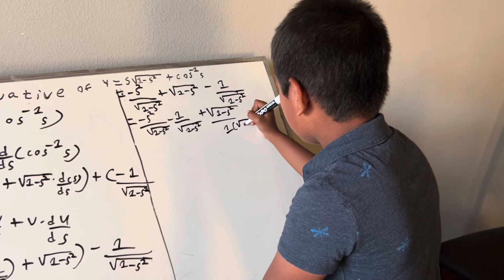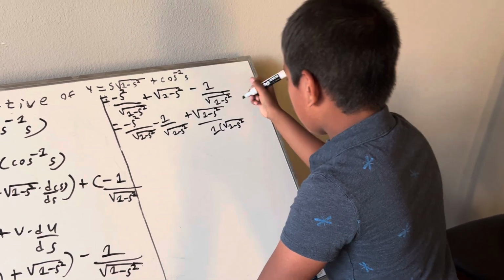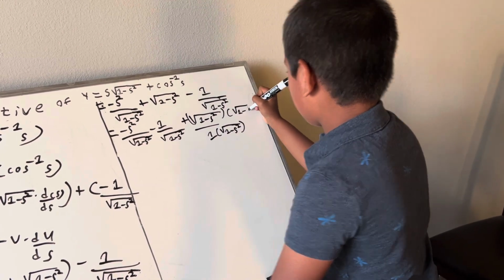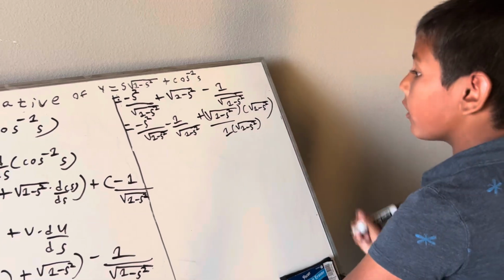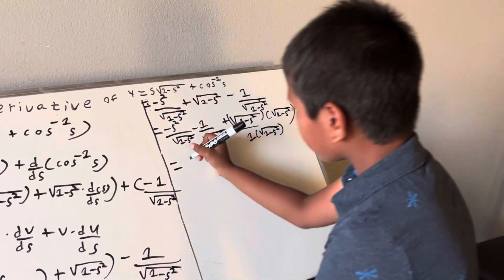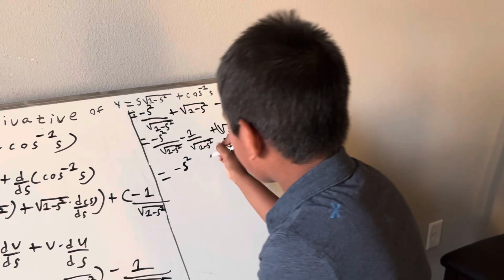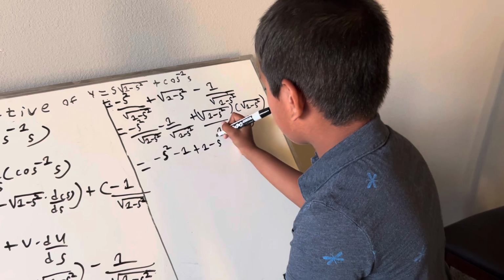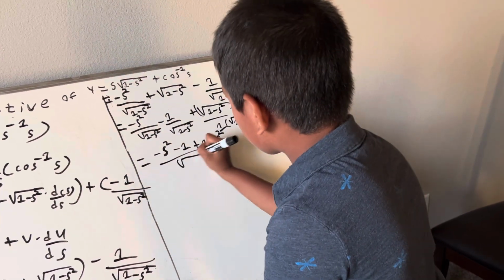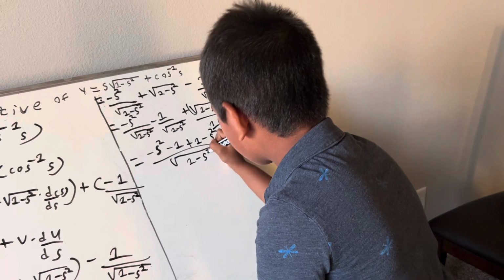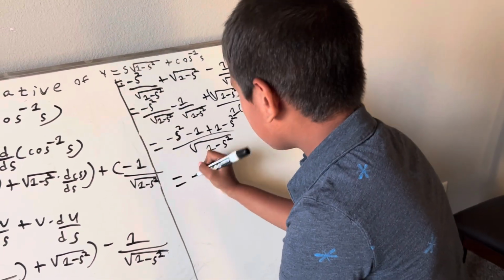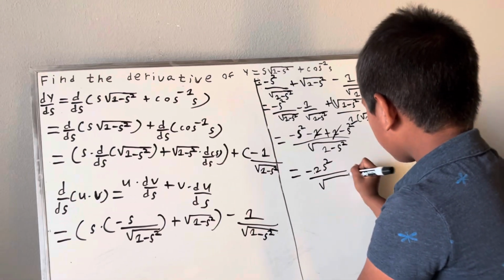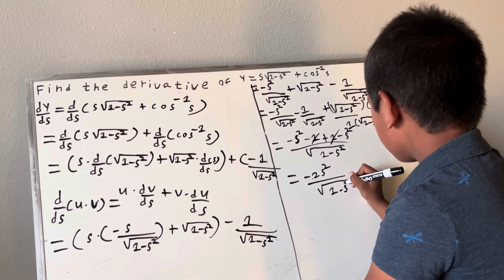So radical 1 minus s squared, as well as this in parentheses times radical 1 minus s squared. Now this would be equal to negative s squared minus 1, plus 1 minus s squared, this whole over radical 1 minus s squared. So now this would be equal to negative 2s squared, since we can cancel negative 1 and positive 1, and this whole over radical 1 minus s squared. So now this is the final answer.